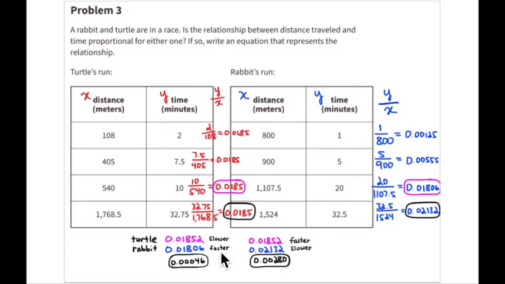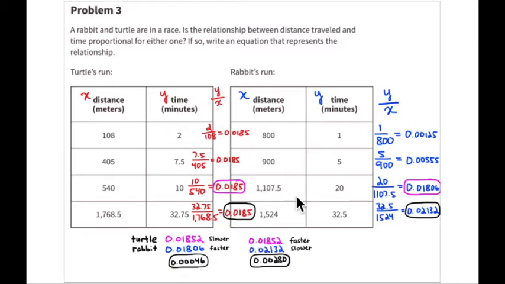And the turtle's time for this same distance, because it's moving at a constant rate, is going to be 1,852 hundred thousandths. So I'm just going to say 1852 and 1806. Now this time is smaller. So for this distance, the rabbit is taking less time. It's actually, the difference is 46 hundred thousandths of a minute faster for this time.